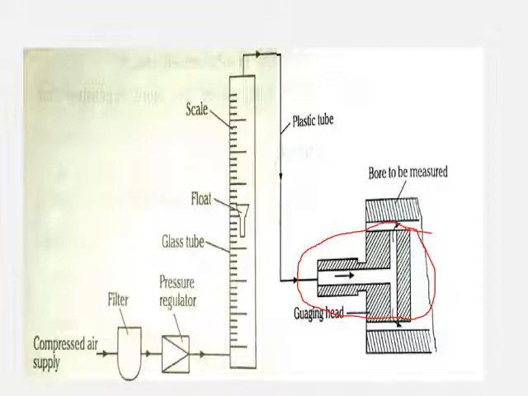As the inner wall of the bore is close to this gauging head, that causes the higher back pressure. If the bore diameter is greater compared to the required nominal diameter, then obviously the gap will be larger and the back pressure which is created is reduced. So this indicates that the diameter with respect to the gauging head and the walls of the bore is going to be different.